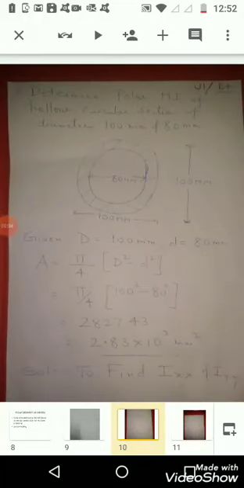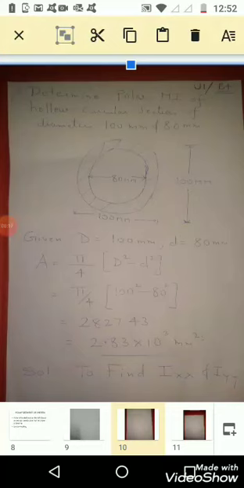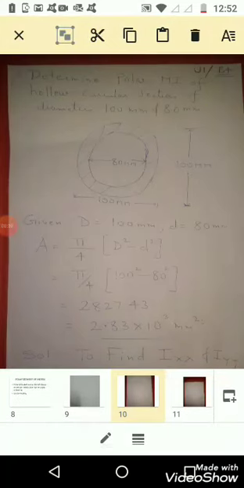Next problem: determine the polar moment of inertia of a hollow circular section of diameter 100 mm and 80 mm. Hollow circular section, external diameter 100 mm, internal 80 mm. Only the cross-marked region is the actual area; internally it is hollow. So capital D is 100, small d is 80.